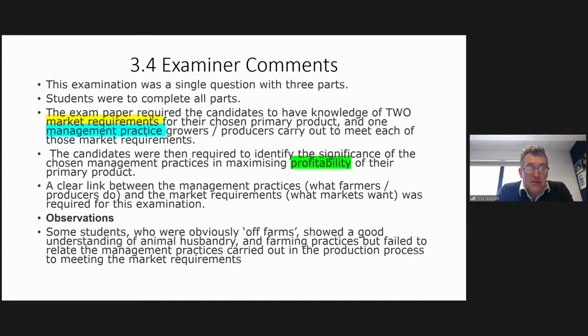This is from last year. You had to have a knowledge of 2 market requirements. Now, these might be a quality requirement, like an attribute. It might be a quantity requirement. It might be a timing requirement. But they should be specific. Okay, they should be able to be described in specific terms, not just general terms.